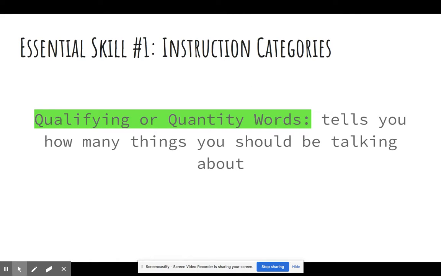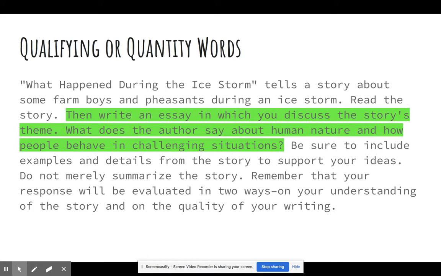All right, next you have qualifying or quantity words. These tell you how many things that you should be talking about. So in this same prompt, it says read the story, write an essay on the theme. So I know the theme is my topic. And then specifically, I'm talking about human nature and how people behave. So those are 2 different things. Those are two things that I should be talking about in my response.